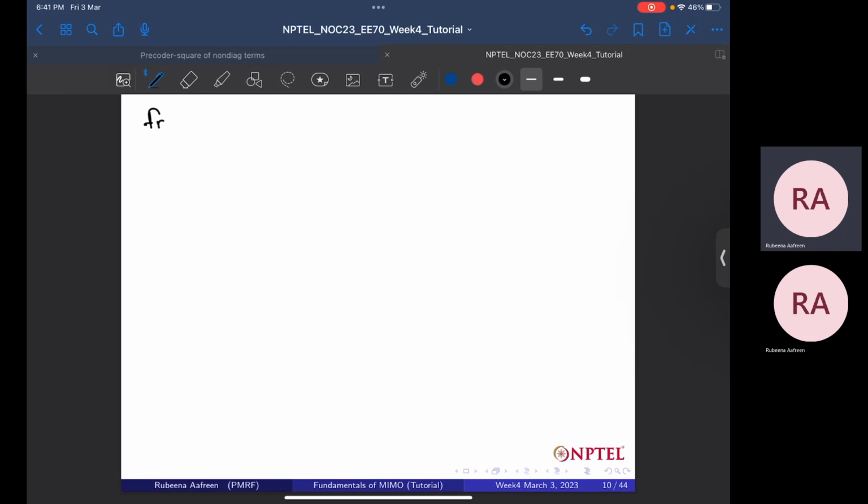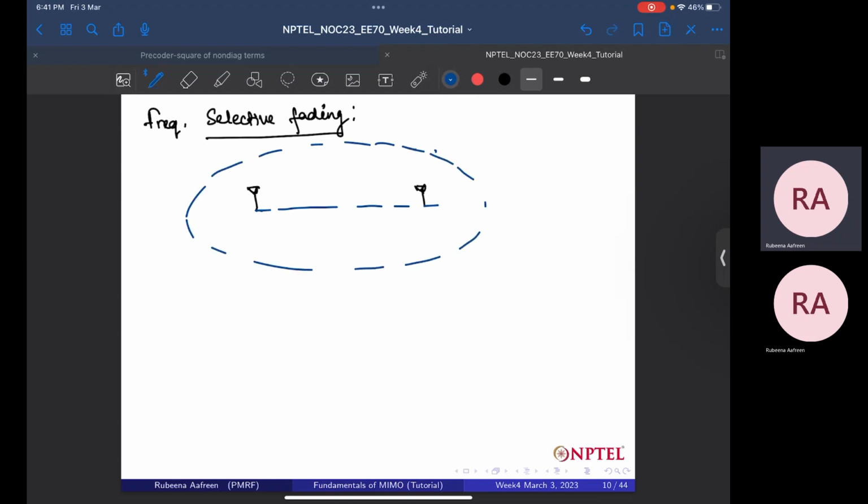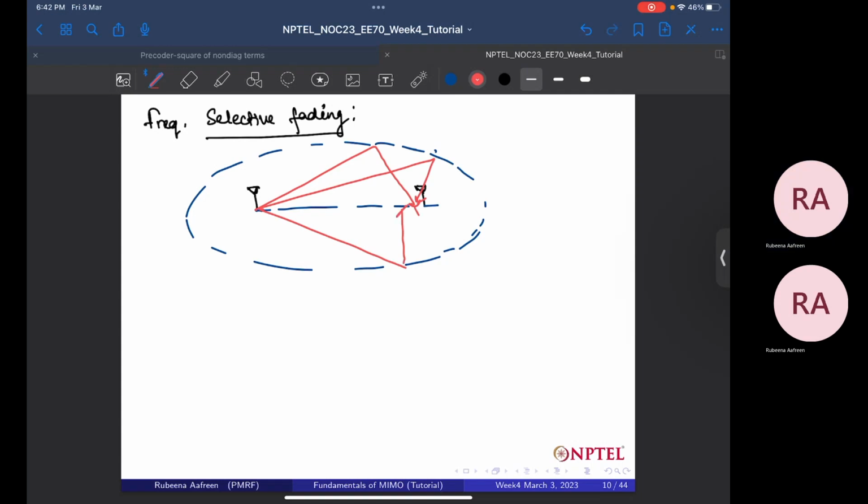So we will be discussing frequency selective fading. One big assumption that we made during the flat fading channel is that there is one transmitter and one receiver, and when signals are going from transmitter to receiver, getting reflected, we assume that all the reflection is happening on one ellipse only. That means whatever path the signal is taking from transmitter to receiver, it encounters the same delay. So this happened in the flat fading channel.